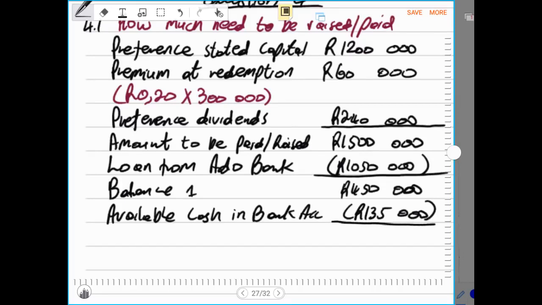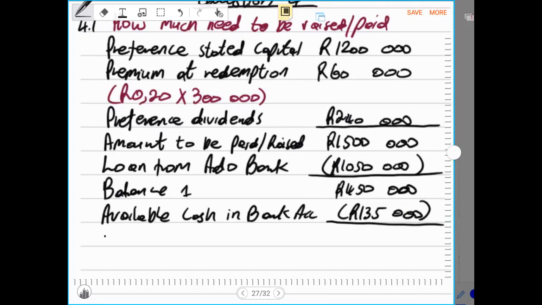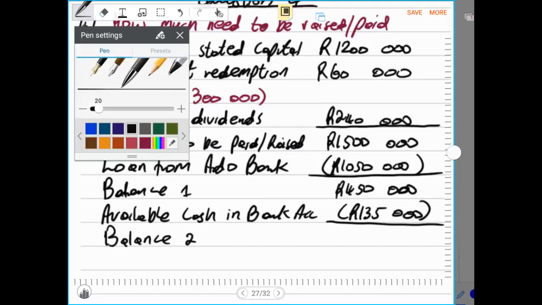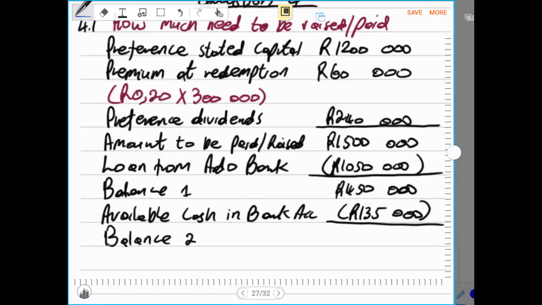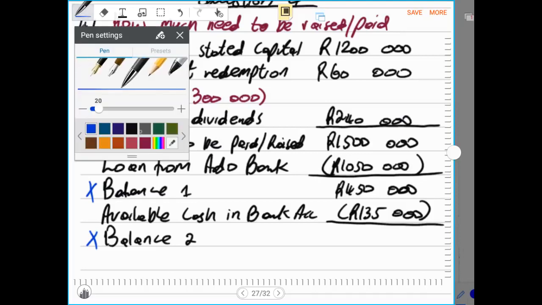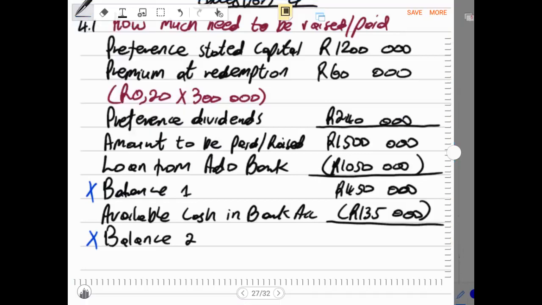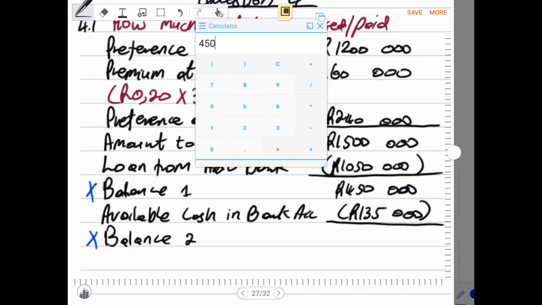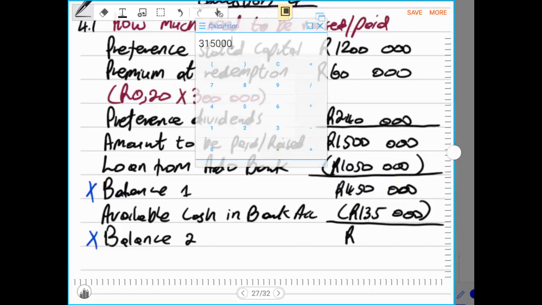Now let us check how much our available balance is. Please don't write balance 1 and balance 2. I just want to make clarity when I'm doing this. Write what your lecturer taught you to write. Ignore that part. So now let us check balance 2. Our remaining balance will be 450,000 less 135,000. Our remaining balance for the second calculation is 315,000.